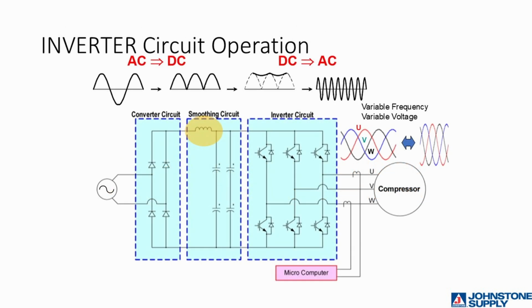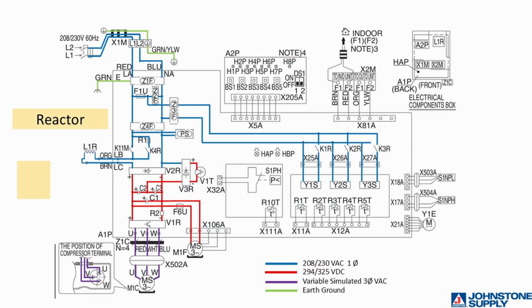Next, let's discuss the reactor. Depending on the manufacturer and the type of system you're working on, the reactor can be found on some systems in the AC incoming power and on others in the DC power after it has left the diode stack in the smoothing circuit. In this schematic, the reactor is shown in the AC side.